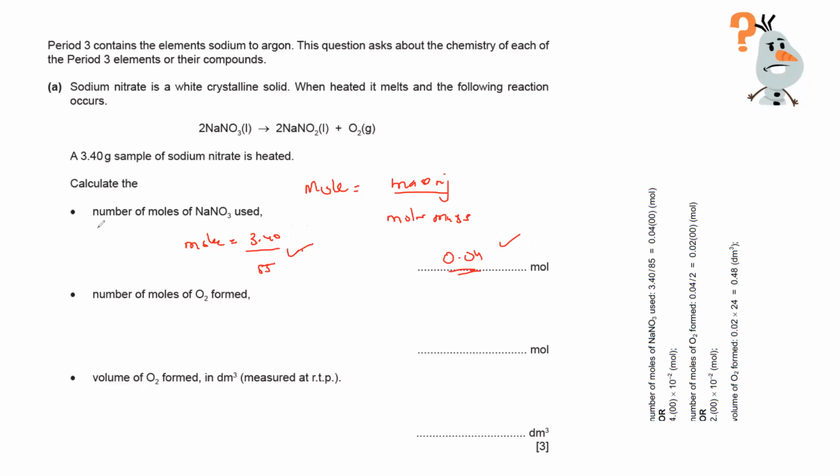The first part is done, we used the formula. The second part, we need the number of moles of oxygen formed. About the oxygen, nothing is given in the question. So if nothing is given in the question about oxygen, what should I use, formula or ratio? If information about oxygen is not complete, we don't know anything about oxygen, so what should I use to get oxygen?